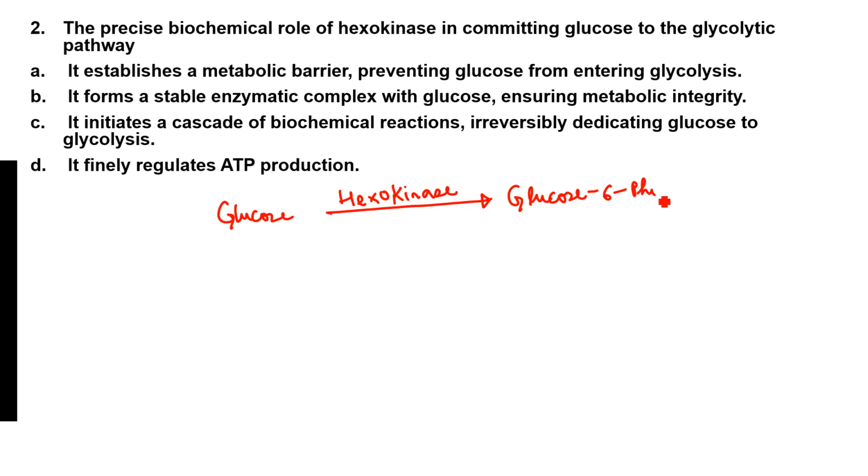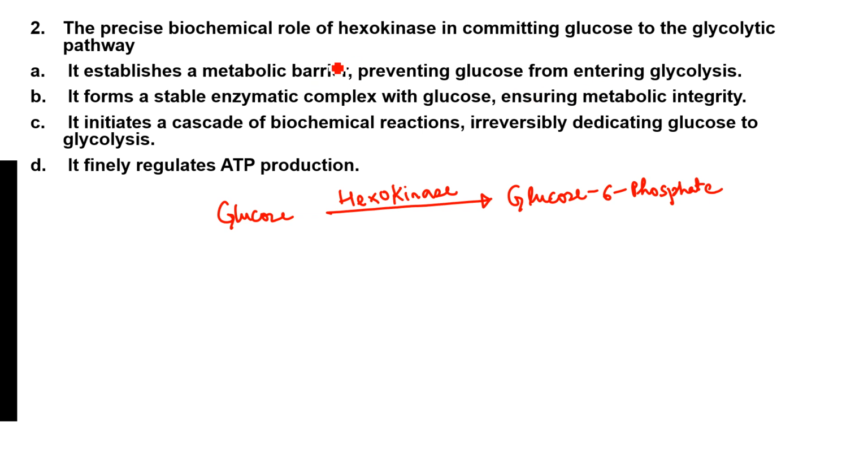So what is being asked in this question is, what is the biochemical role of hexokinase in committing glucose to the glycolytic pathway? What is the function of hexokinase that you have to answer in this question? So option A is, it establishes a metabolic barrier preventing glucose from entering glycolysis. Option B, it forms a stable enzymatic complex with glucose, ensuring metabolic integrity. So this first statement, it establishes a metabolic barrier, preventing glucose from entering glycolysis.